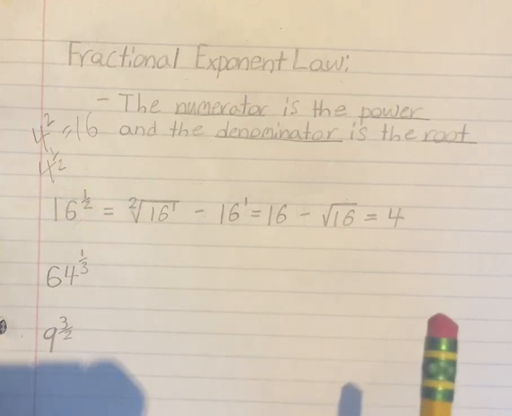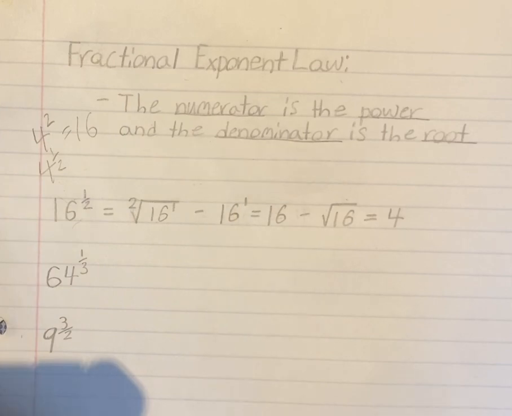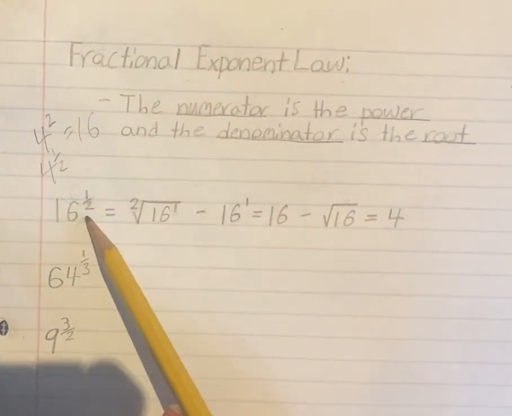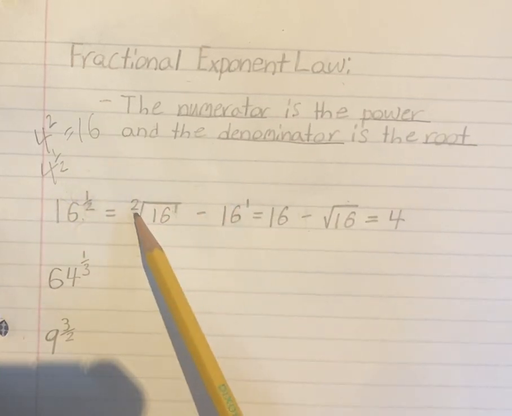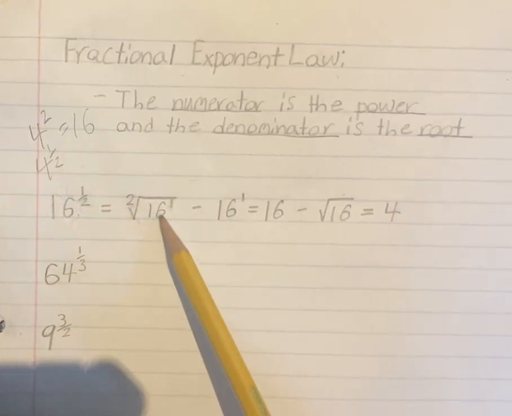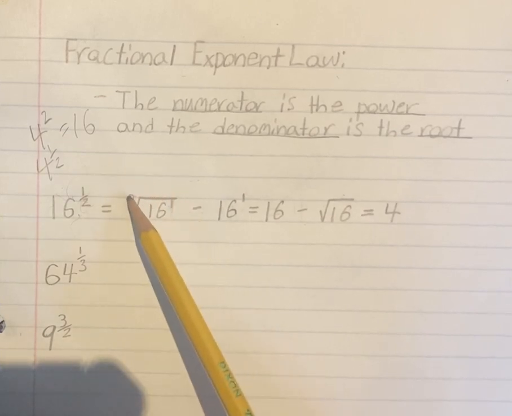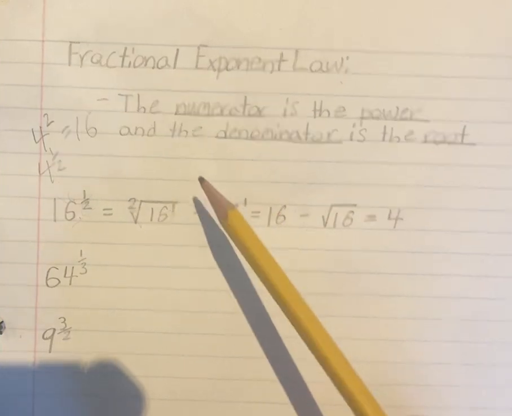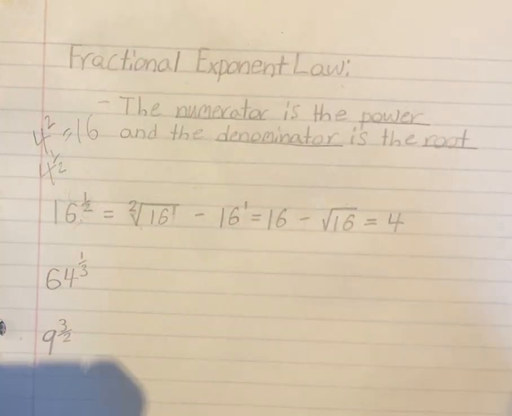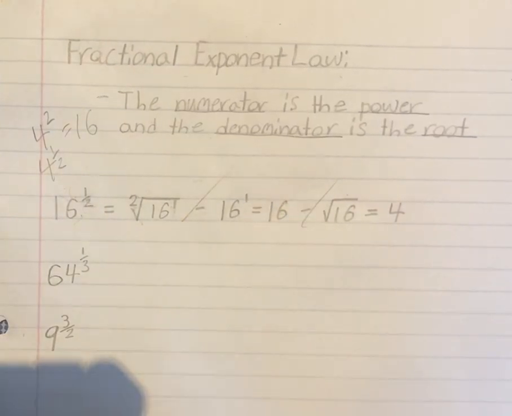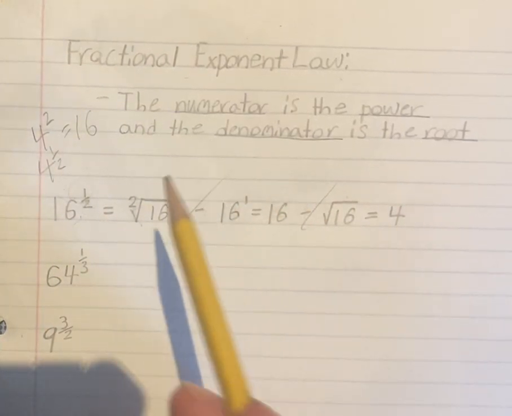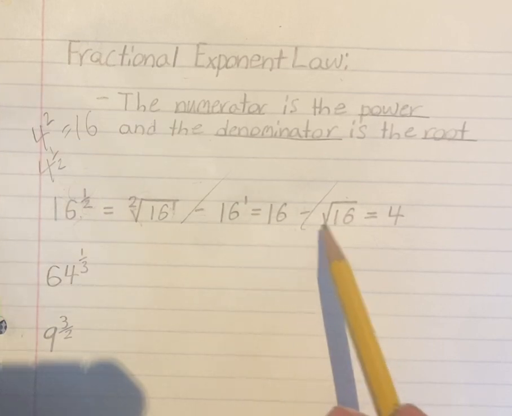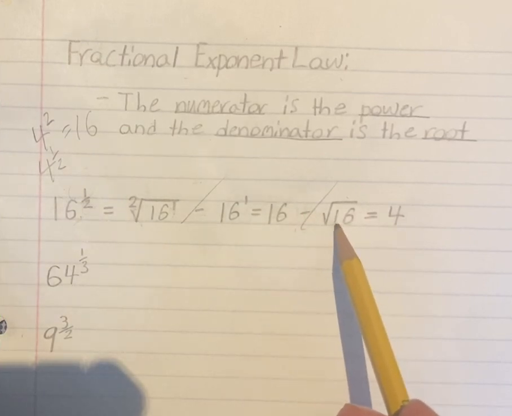Now it's very simple actually. The numerator is the 1 here, so that is the power. And the denominator, the 2, goes here. So make sure you make the root sign, the 16 in it, and then to the power of 1, but square rooted. So now we want to take 16 to the power of 1, which is just 16. Now we want to square root it. 16 square rooted equals 4.